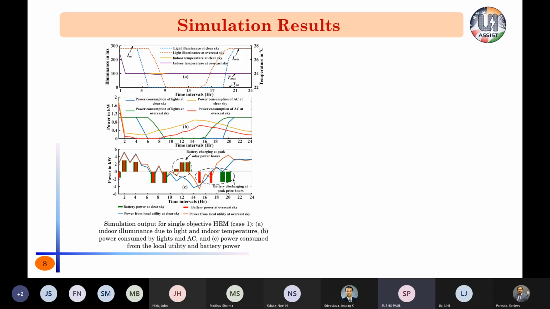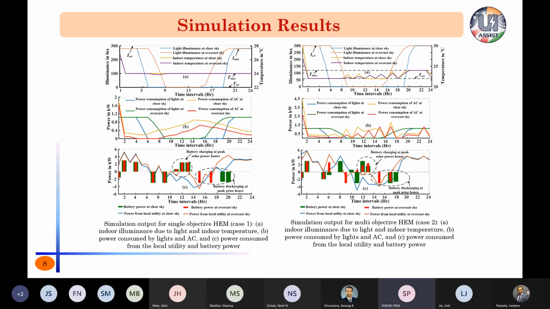Though it is a real-time process, we can still see that the battery charging and discharging happens depending upon the loads. When the peak demand occurs, like in the evening hours, the battery is in discharging mode, and when it is the peak solar power generation hours, it is in charging mode.